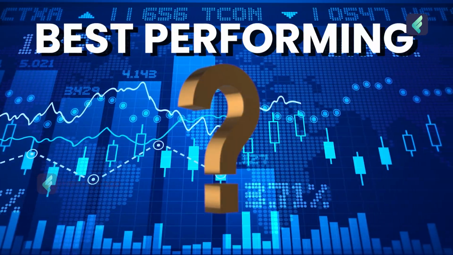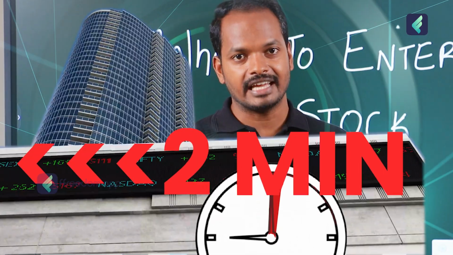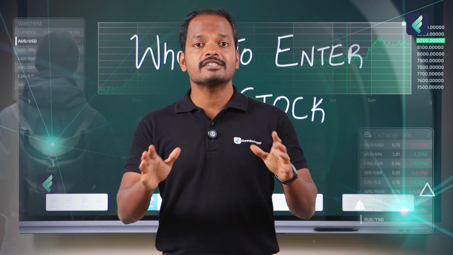Out of more than 5,000 stocks listed out there, how to find the best performing one? I'll help you choose them in less than 2 minutes. There are some big companies which have given negative returns in the last 4 or 5 years. What should be done? Invest and forget strategy doesn't hold good in every situation.